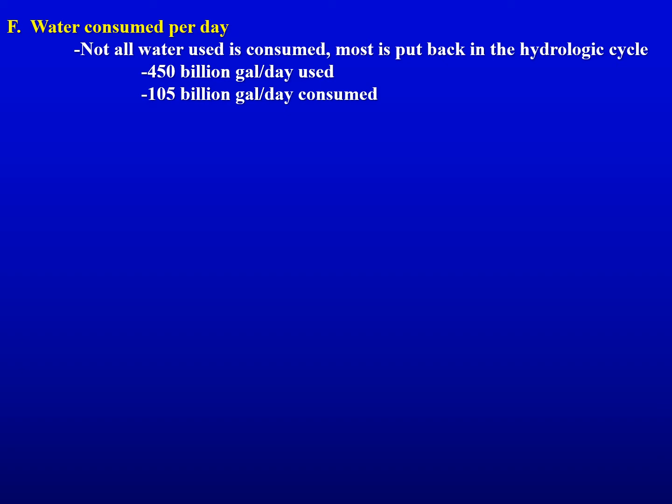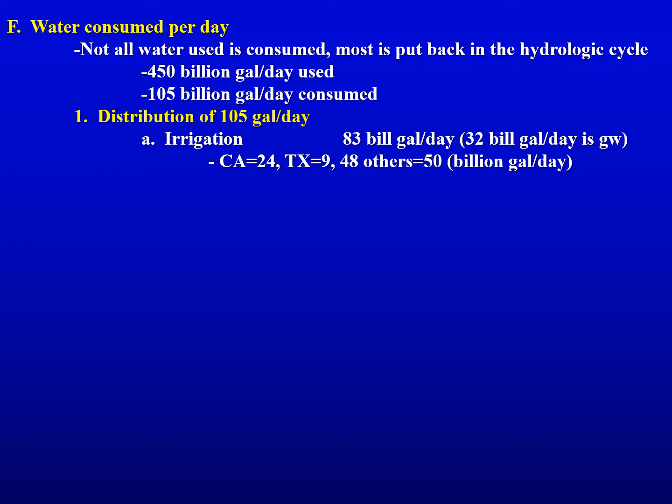And if we look at who's responsible for the consumption, this is probably not a big surprise to you, it's irrigation. About 80% of all the water consumed is because of irrigation. And sadly, a third to a half of that is groundwater. Because remember, a lot of the irrigation is happening in places that are dry. That's why we're irrigating it.